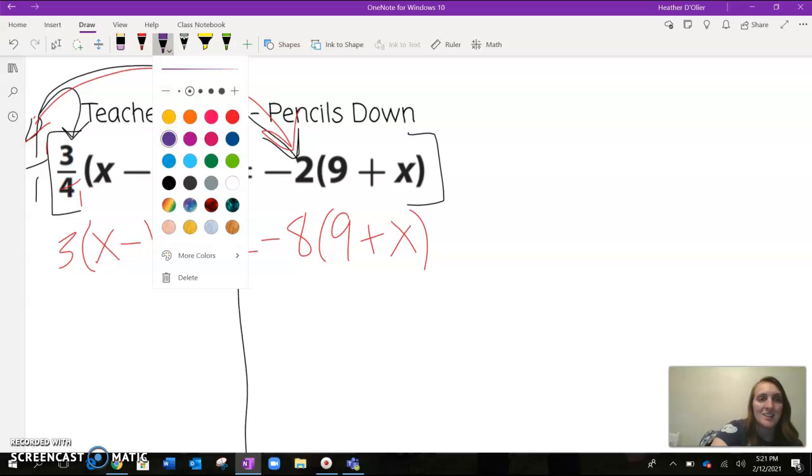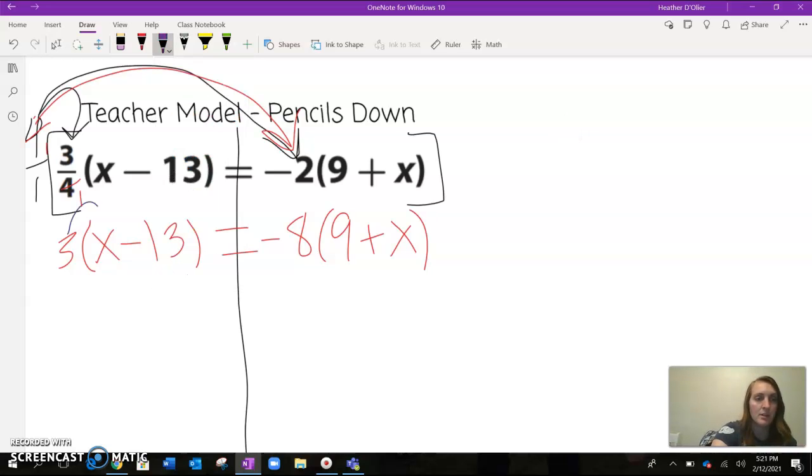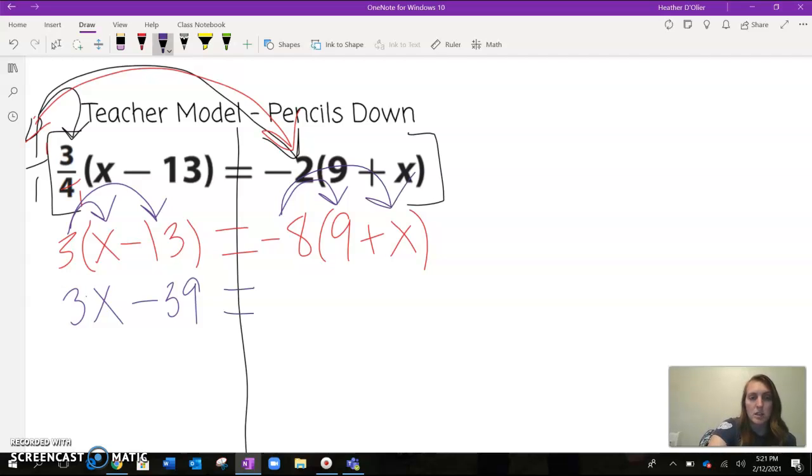All right, so I've got to distribute now. 3 times x is 3x. 3 times negative 13, oh, do I know that off the top of my head? 33, 36, 39. Oh yeah, 3 times 13 is negative 39. Then negative 8 times x, negative 8 times 9, I forgot my equal sign, is negative 72. Oh, I'm not in class for you guys to check my math. Negative 8 times x is negative 8x.